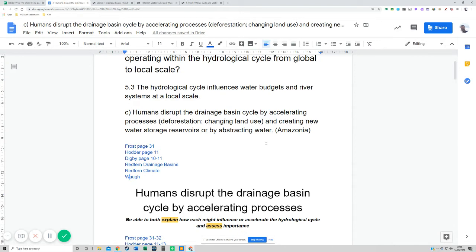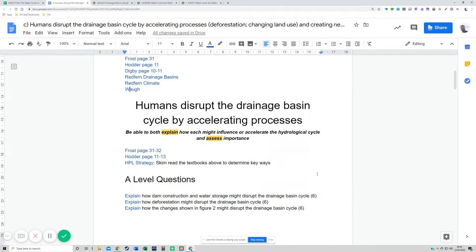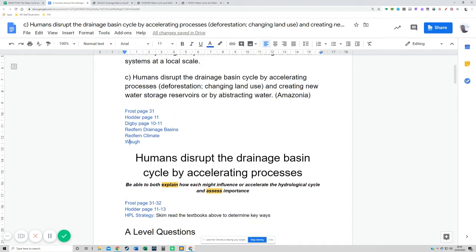So if we look at the first bit first, humans disrupt the drainage basin cycle by accelerating processes, like it says in bold underneath. So be able to both explain how each might influence or accelerate the hydrological cycle. And you may have to assess the importance of these different factors. So assess the importance of deforestation in how humans disrupt the drainage basin cycle. You'd assess its relative importance compared with the other things on the list, such as changing land use, over abstraction and so on.